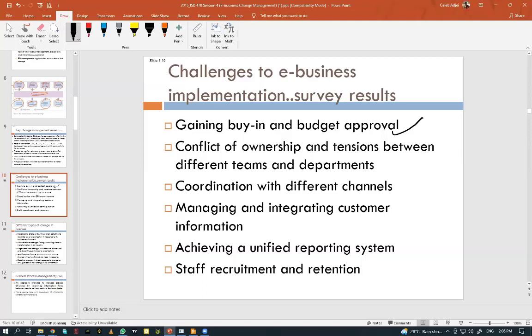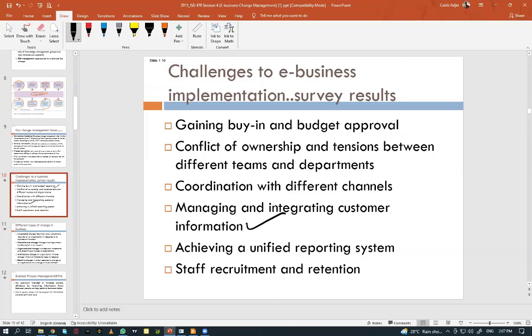Number 2, conflict of ownership and tension between different teams and departments. The HR department says we are in charge. The IT department says we are in charge. So there is conflict among various departments as to who owns the e-business platform. Then number 3, coordination with different channels. How to link with other websites and other people so that you'll be able to do business together can also be a challenge. Then also managing and integrating customers' information.